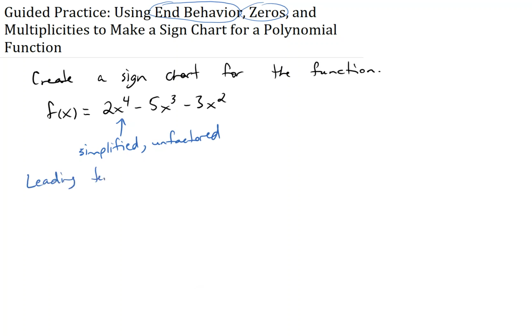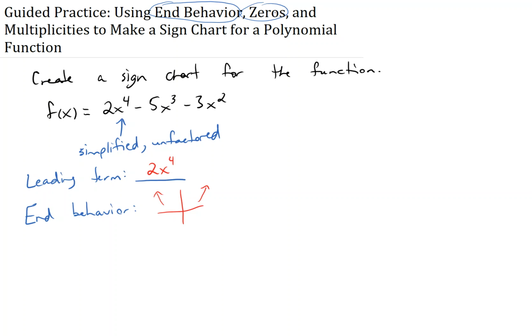See if you can identify the leading term of this function and then use that leading term to draw the end behavior of this function. So pause the video and see if you can figure out those two things, and then come back and check your answers. Okay, so the leading term here is 2x to the fourth, which means the end behavior, both ends go up. Up and to the right, up and to the left. So make sure you understand those two answers.